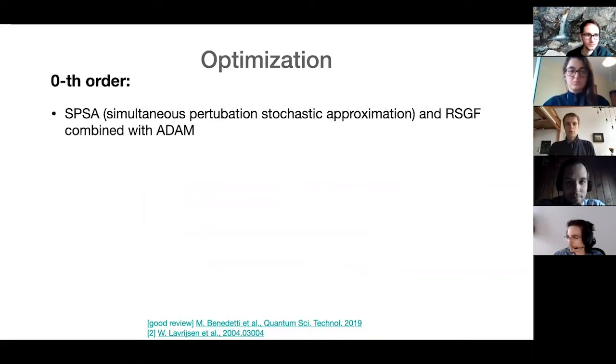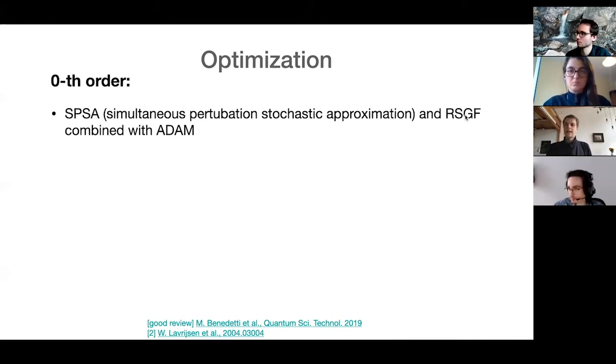One thing that people have looked at, and that's quite interesting, is the simultaneous perturbation stochastic approximation, SPSA, together with Adam. This is the adaptive momentum optimizer that you might know from machine learning. I think it's one of the most popular machine learning optimizers, where you give your gradient descent some momentum, which often avoids a lot of problems that you have with plain gradient descent or similar things. And RSGF is the randomized stochastic gradient free method. I think it's pretty similar.